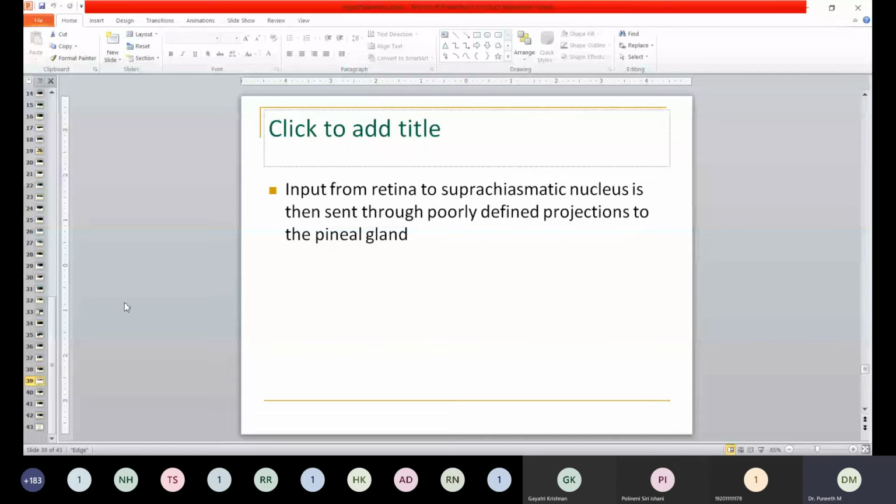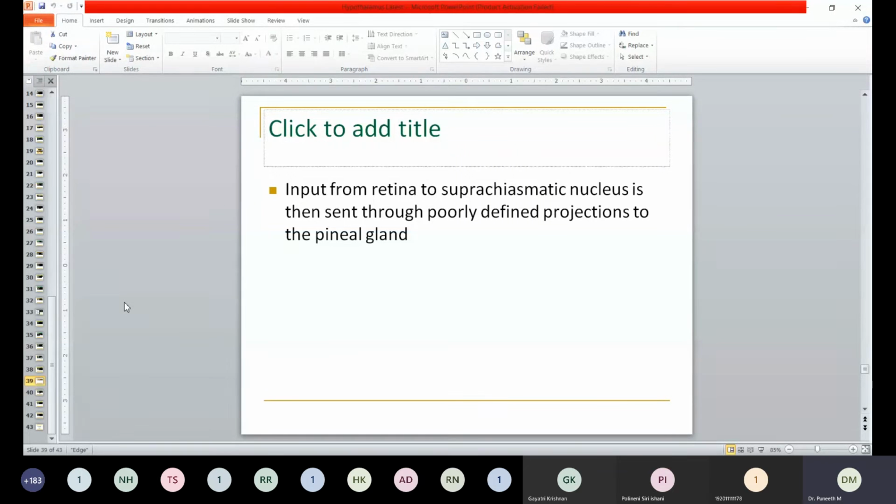So for this circadian rhythm to happen, as I told you, the input will go from the retina to the suprachiasmatic nucleus directly. And then from the suprachiasmatic nucleus, poorly defined projections will go to the pineal gland. The pineal gland is the gland which produces the hormone melatonin.